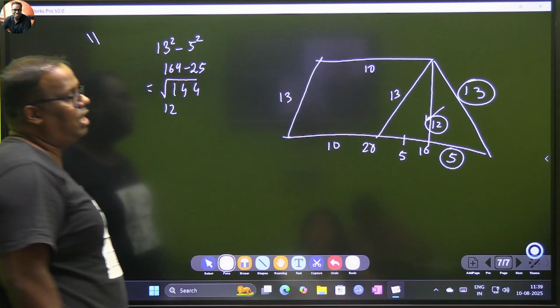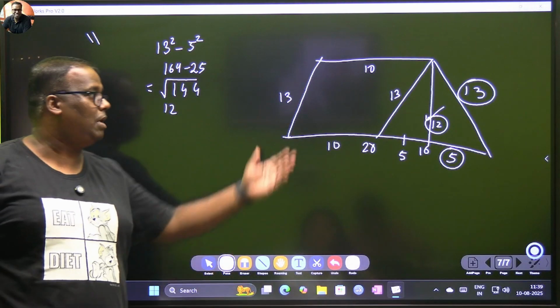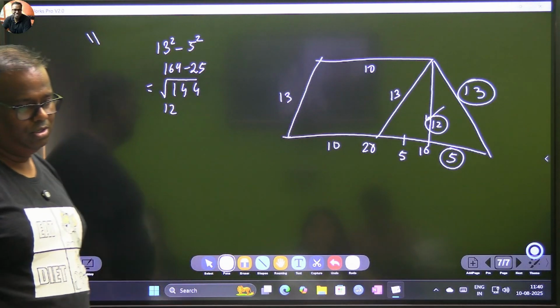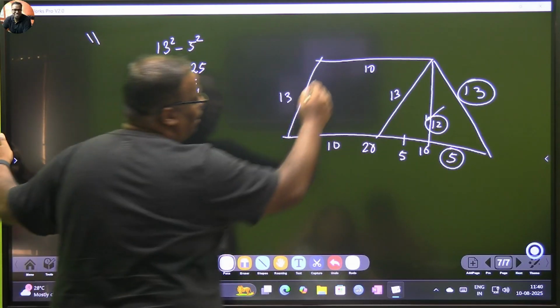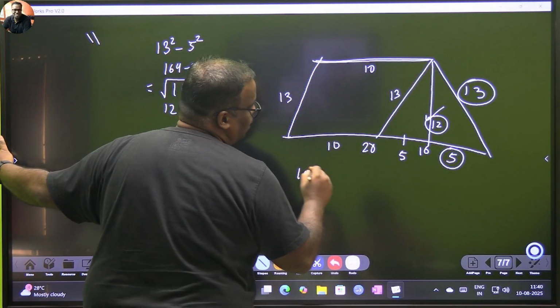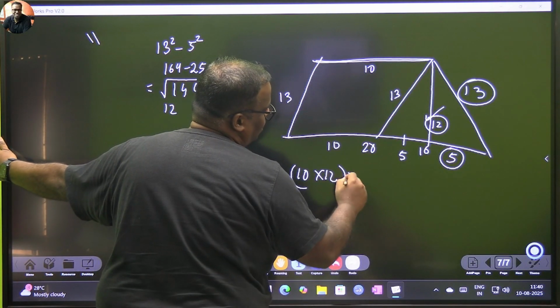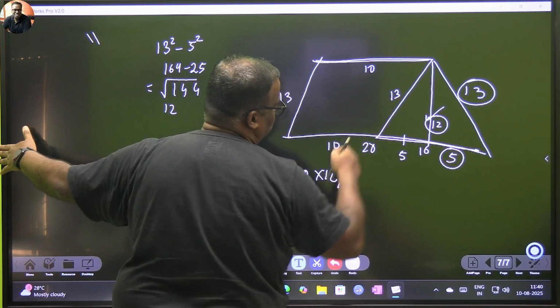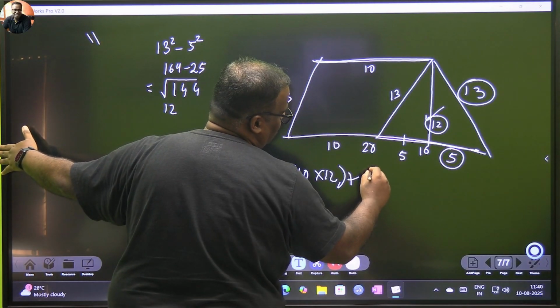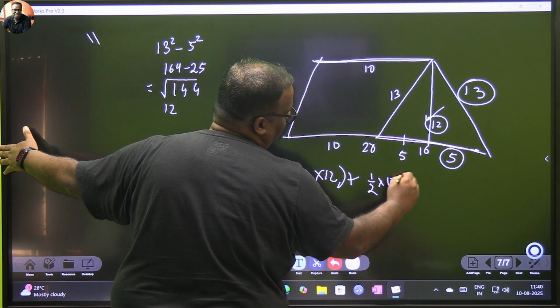Now you have a triangle whose altitude you know. You have a parallelogram also whose altitude you know. So what should be the area for the parallelogram? Base into the altitude 12. And for the triangle, base. This was 20, out of which 10 you have carved out. So half into 10 into 12.